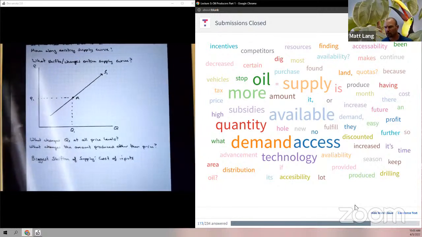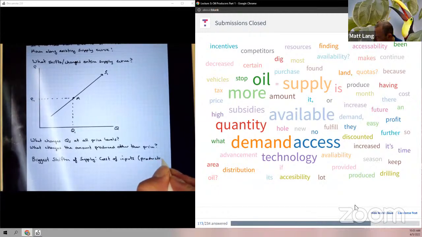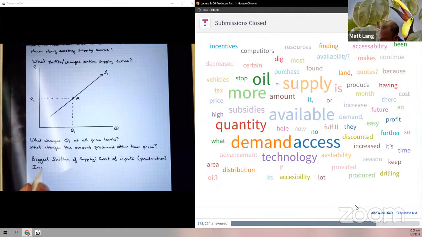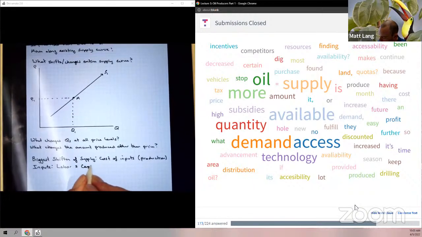There are a lot of answers that really touched on that. If you were saying something about the energy that it takes to drill and things like that, all that stuff is correct. So the cost of inputs, cost of production will be your number one shifter of supply. For our purposes, we're going to keep the inputs fairly simple. When we think about producing gasoline, there's going to be two major inputs: your workers, or your labor, and your capital, which we can think about as machines.